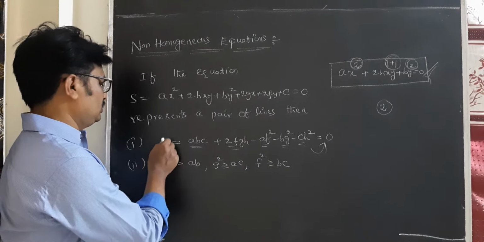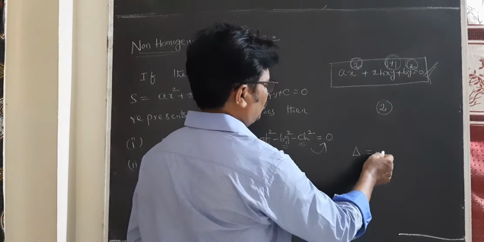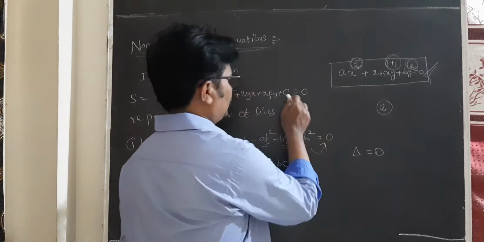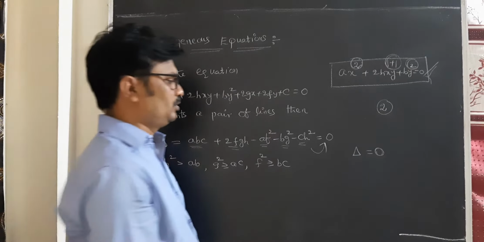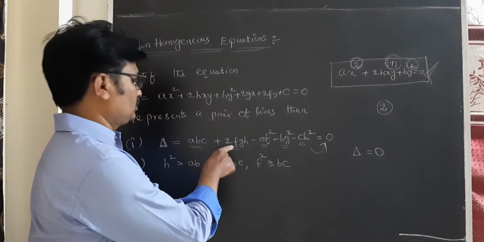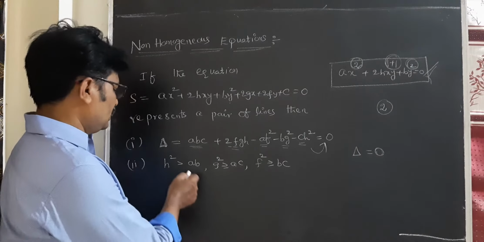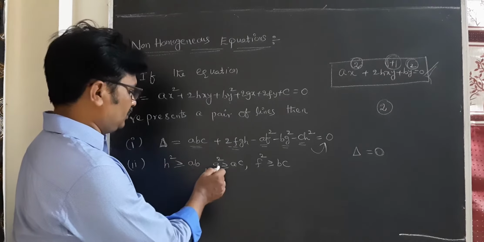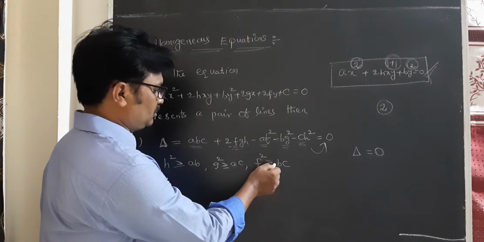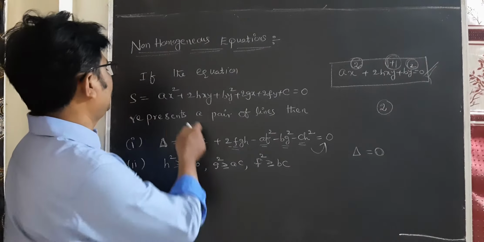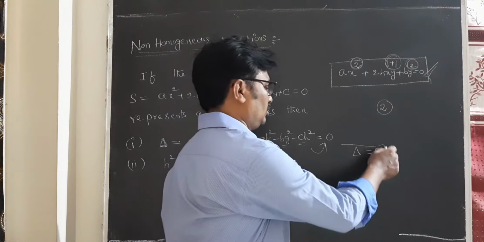So this is denoted simply by delta equal to 0. What is it, students? Delta equal to 0. Undoubtedly, the second degree non-homogeneous equation represents a pair of lines. So dear students, delta is nothing but abc plus 2fgh minus af square minus bg square minus ch square equal to 0, and h square greater than or equal to ab, g square greater than or equal to ac, f square greater than or equal to bc. My dear students, the second degree equation represents a pair of lines, that means delta equal to 0.